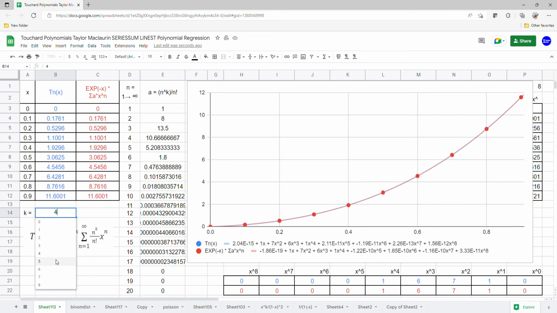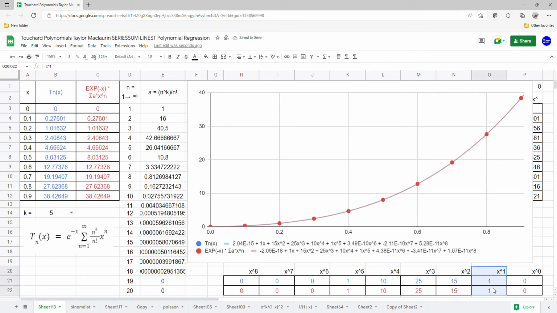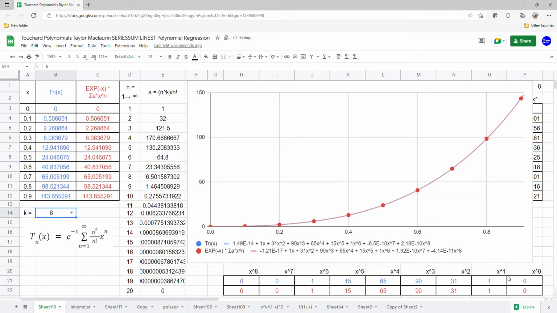K equals 5. So we have here x plus 15x squared plus 25x cubed plus 10x to the 4th plus 1x to the 5th. K equals 6. So x plus 31x squared plus 90x cubed plus 65x to the 4th, 15x to the 5th, and x to the 6th. Likewise, we have the same.